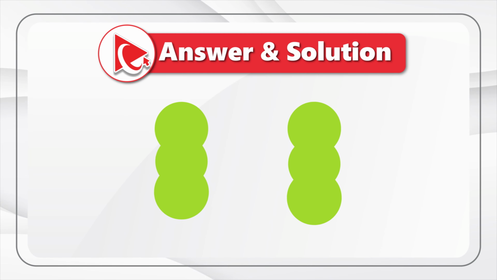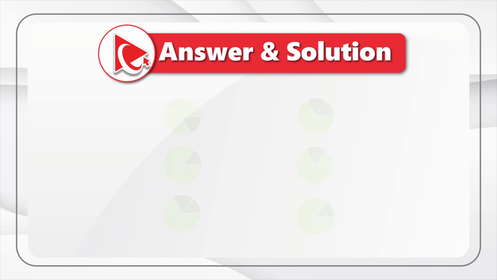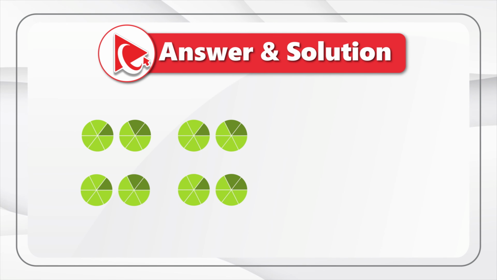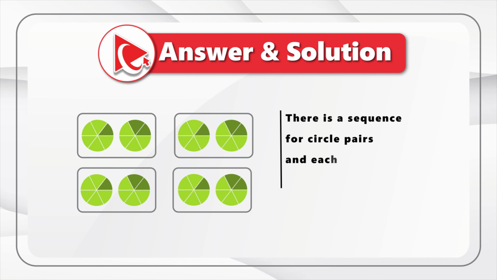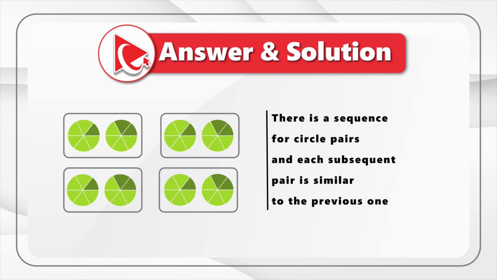Each circle is broken down into sections, with darker sections and lighter sections. And if you look closely, you will see that all circles are grouped in pairs. And the pattern is hidden in the sequence for circle pairs, with each subsequent pair being similar to the previous one. Let's take a close look.